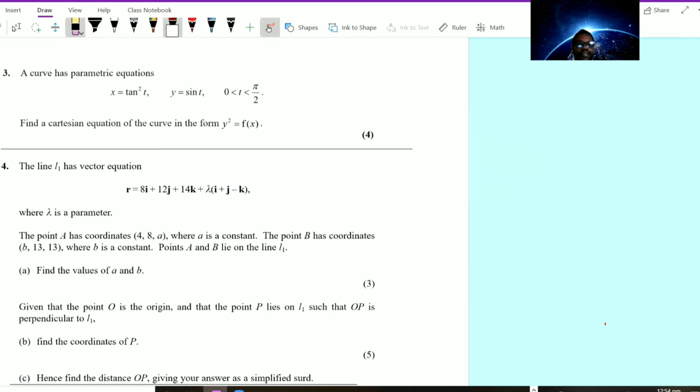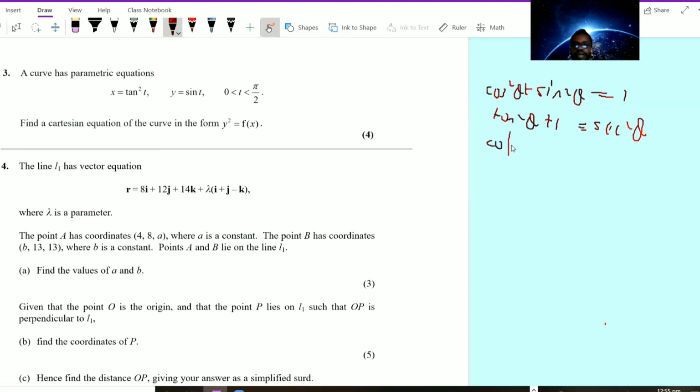You have to know your trig identities at this point. So for instance, I know that cos squared theta plus sine squared theta gives 1. I know that tan squared theta plus 1 gives sec squared theta, which means I could say sec squared theta minus tan squared theta equal to 1. We know that cot squared theta plus 1 is equivalent to cosec squared theta. All right, so cosec squared theta minus cot squared theta equal to 1.